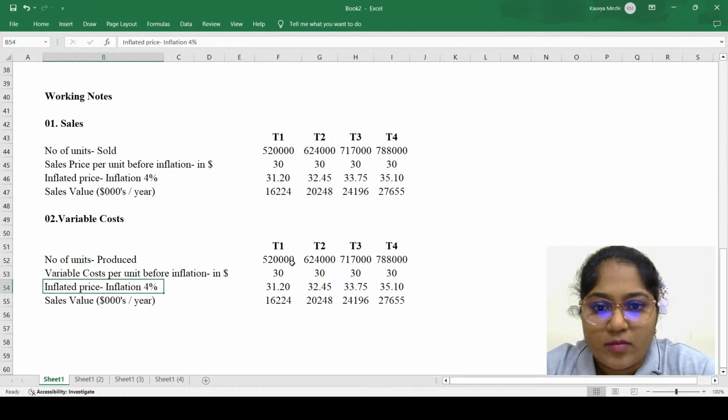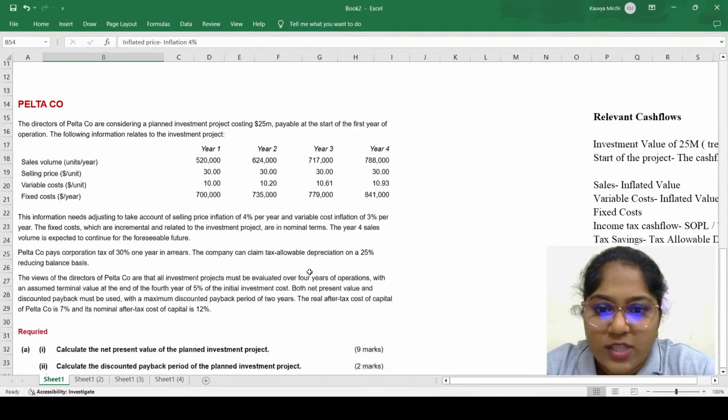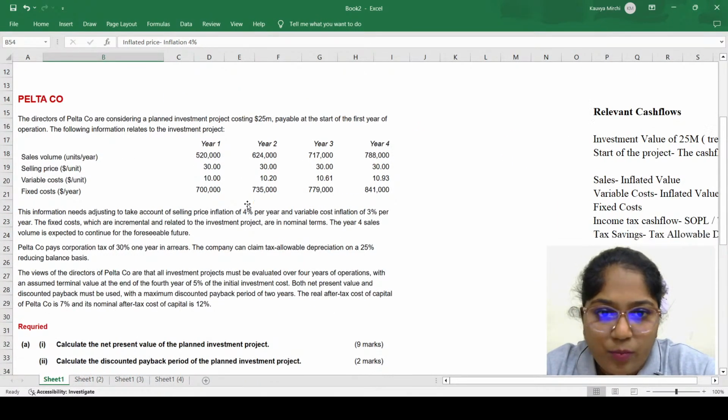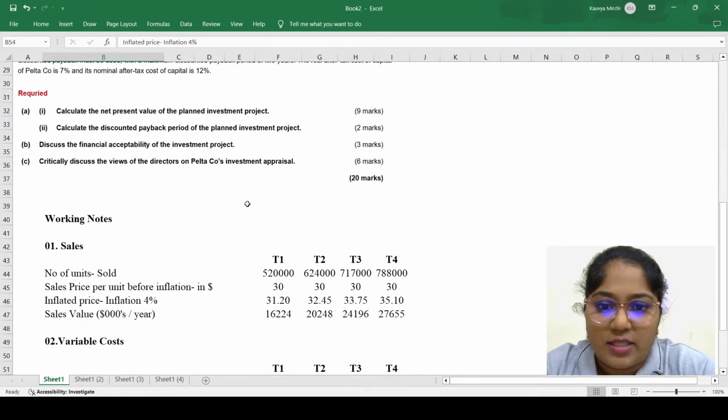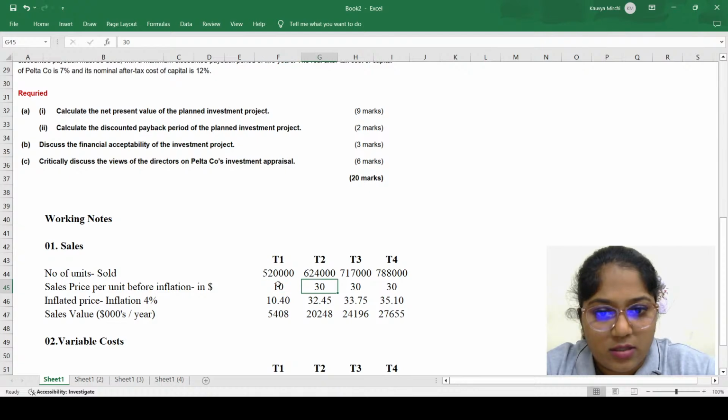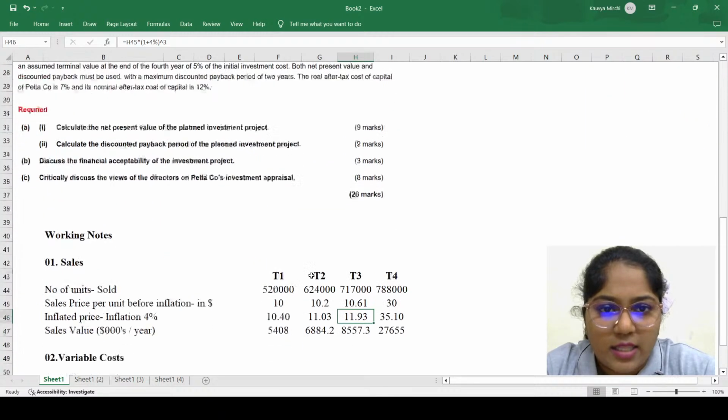Done. Over. Now look at the question which is given there. We have 10, 10.2, 10.61, and 10.93. I'm just going to write that: 10, 10.2, 10.61 if I'm not wrong, and then 10.93.